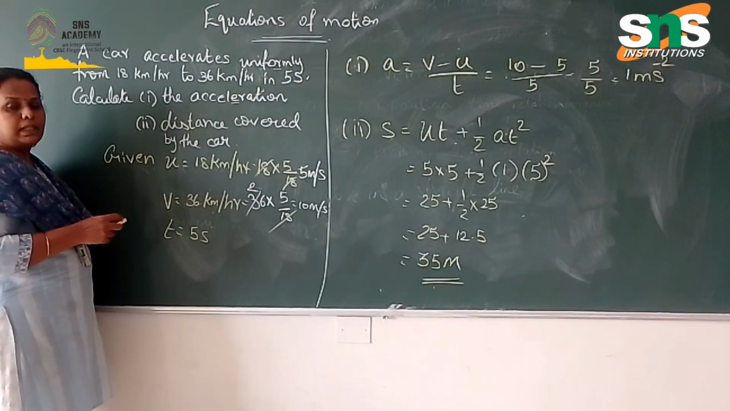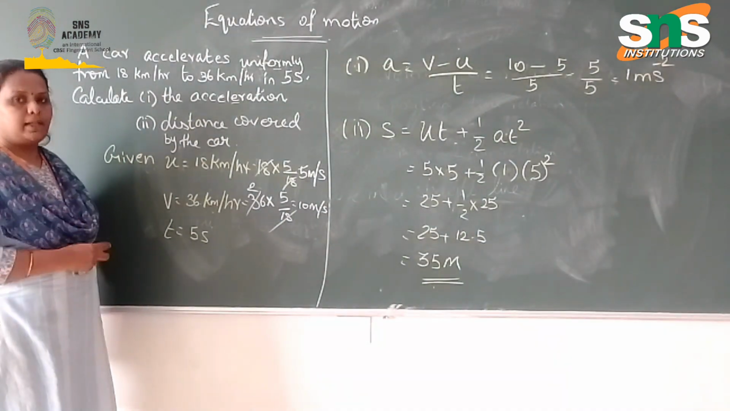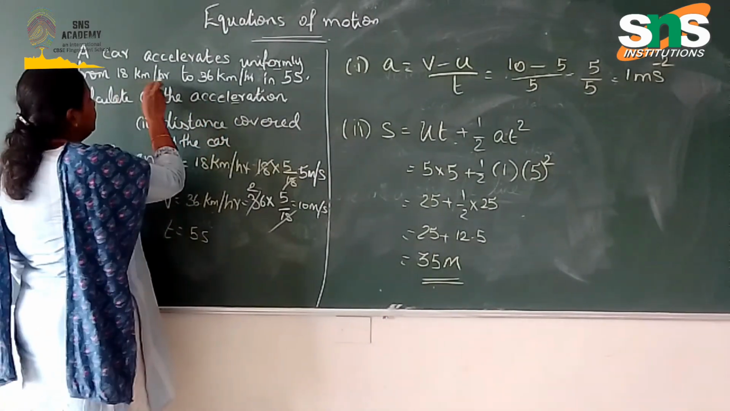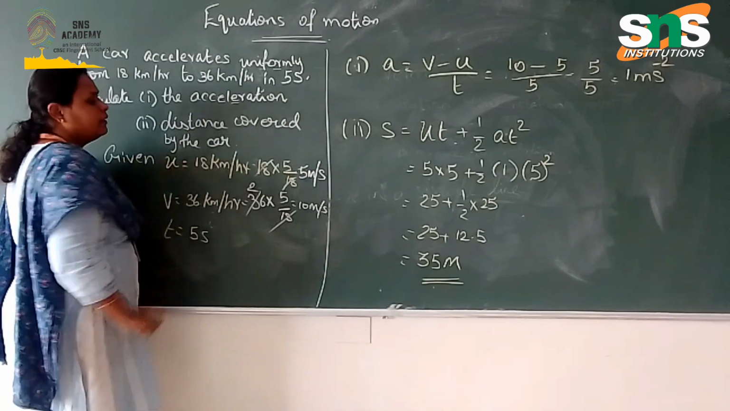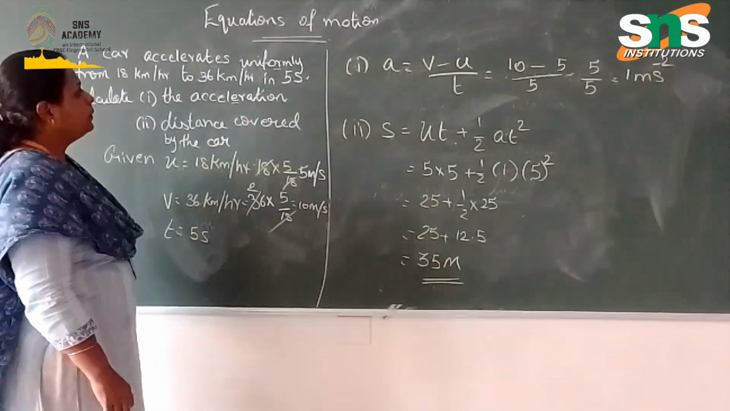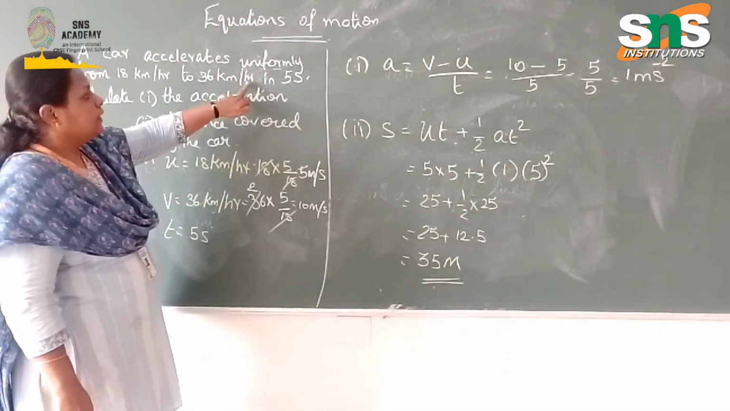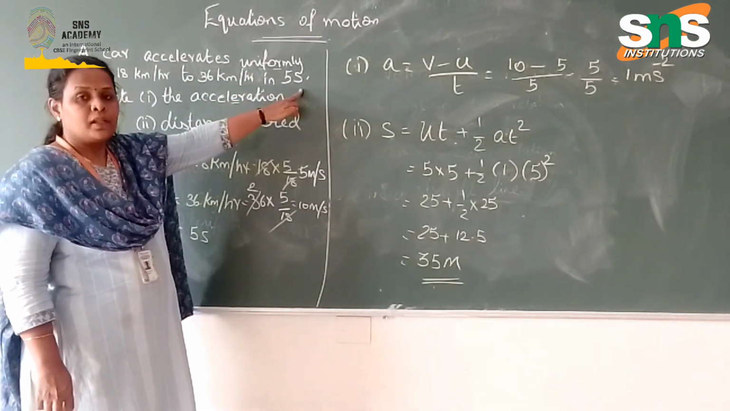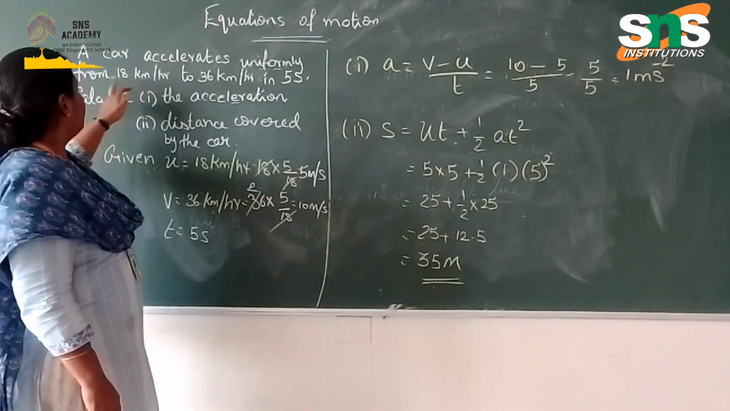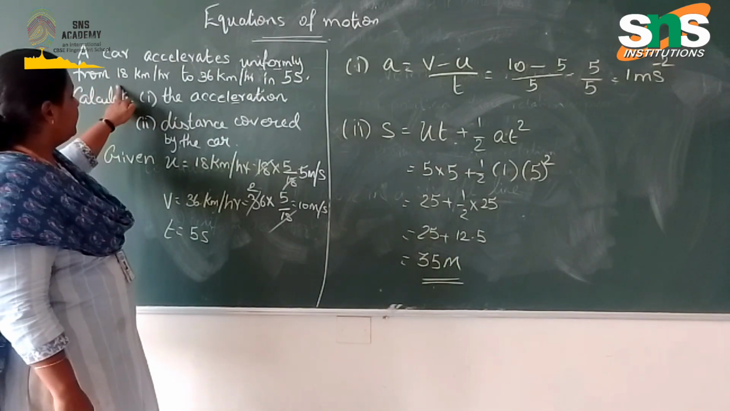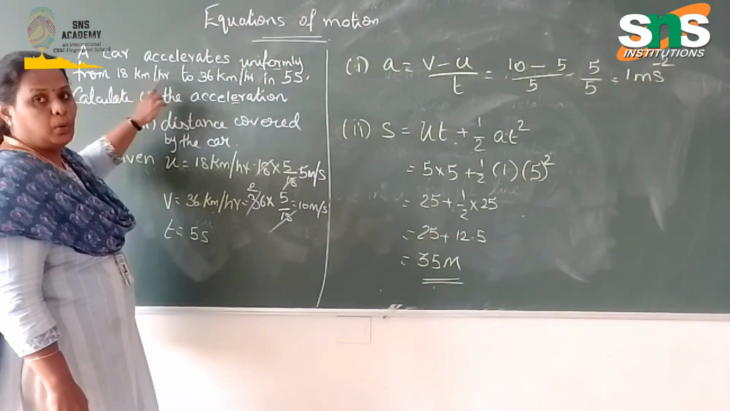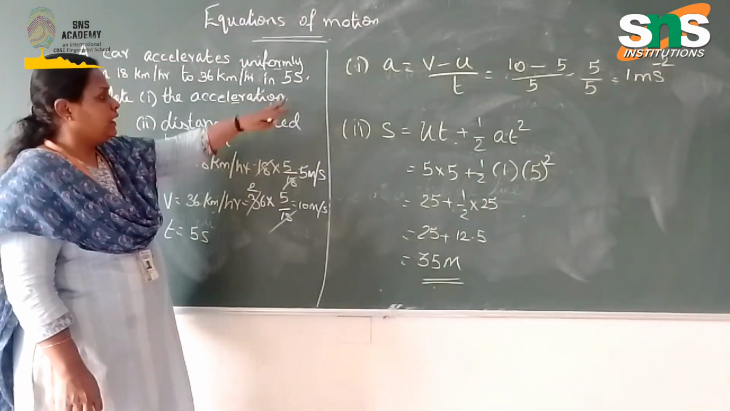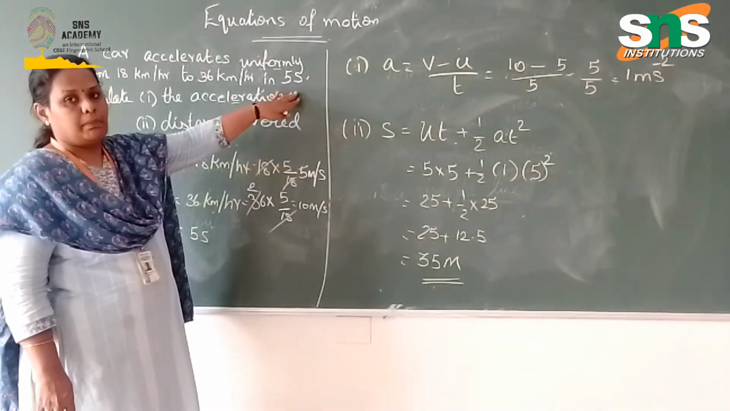Whenever a sum is given, we have to write the given data. Given data: u = 18 km per hour. Here velocity is given in km per hour and time is given in seconds, so we have to change the given velocities u and v into meter per second, so that we can apply them.